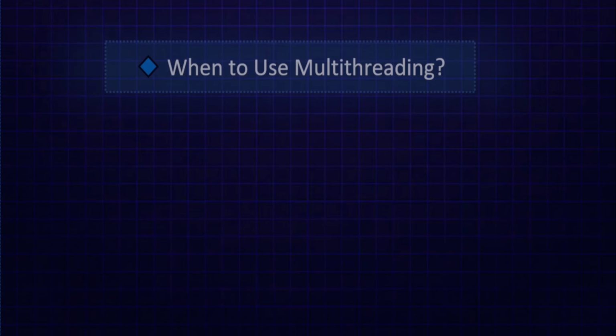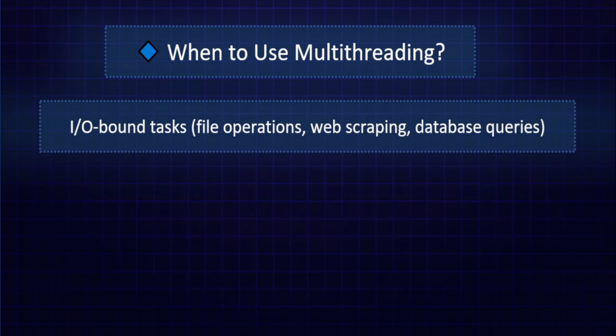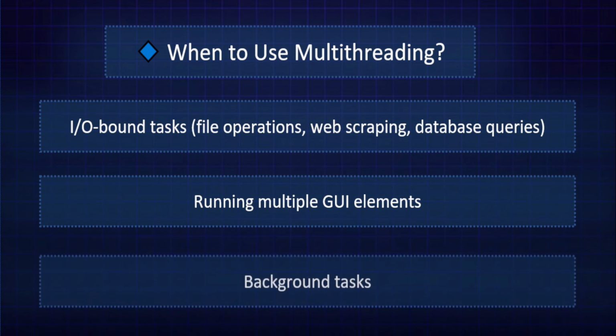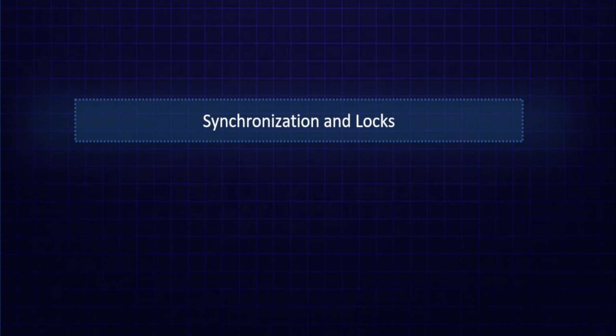So when do we use multi-threading? When you have IO-bound tasks, like IO-intensive tasks such as file operations, web scraping, database queries, and HTTP requests. Those are called IO-bound. Also, running multiple graphical user interface elements, and running background tasks.